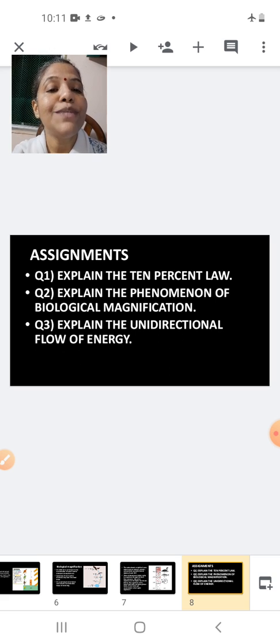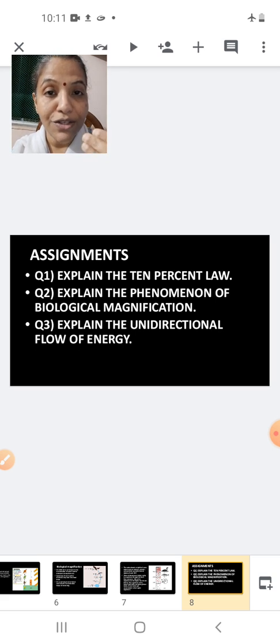Okay. Next, explain the phenomenon of biological magnification. As I told you, you have to speak about a contaminated water body. You have to mention toxic substances like DDT and arsenic or mercury there. And from the body of the plankton, it enters into the body of a small fish, from a small fish to a larger fish to a bird. So you can write a particular number and show how it is increasing.